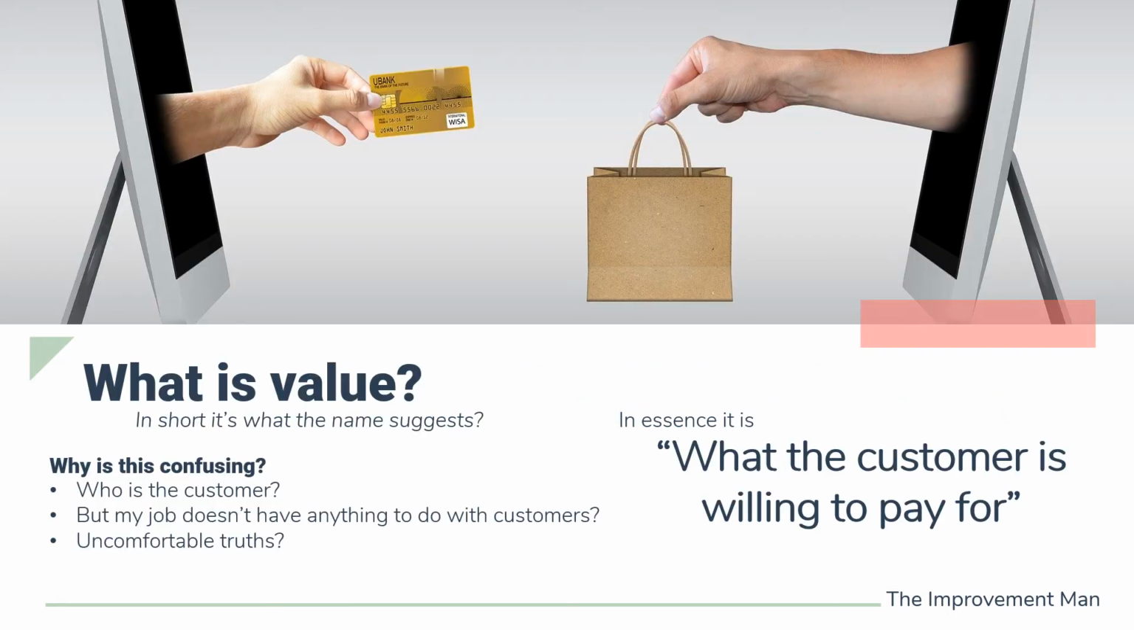So what is value? In short, it's really what the name suggests. And why is it confusing? Because sometimes it's difficult to find out who the customer is. Sometimes you have internal and external customers. And sometimes you wonder if what you do where you work adds any value to the final product that your company delivers. And from a pure lean context, in essence, it's what customers are willing to pay for, because you always start with the customer and work backwards.